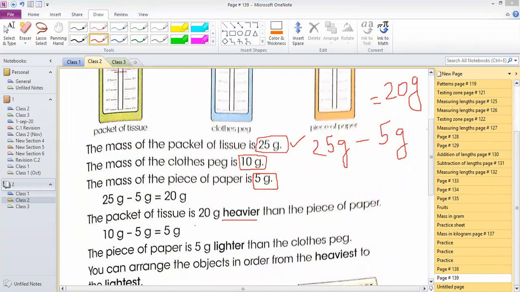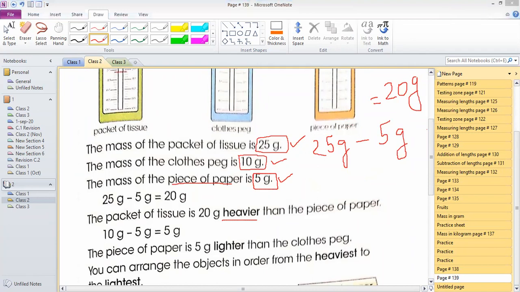Okay. Now we are going to compare this cloth bag and piece of paper. So you know that the mass of the cloth bag is 10 gram, whereas the mass of this piece of paper is 5 gram. If I ask you, tell me how much lighter the piece of paper is. First, if I ask you, which is lighter, cloth bag or piece of paper? You will say, sir, piece of paper. Why? Because it is less. 5 is less than 10. Okay.